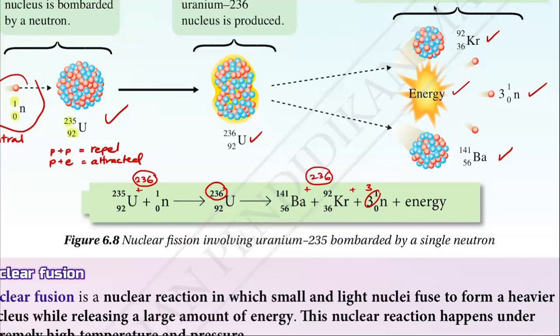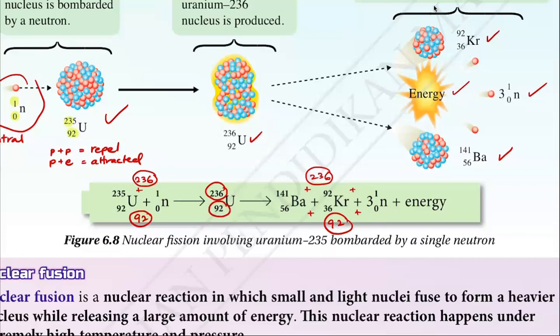So yang di bawah tu, check if the totals are the same. So 92 plus 0, this one is 92, 92. And this one, 56 plus 36 plus 0. Now be very careful about this part, because usually students will make a mistake when they multiply 3 times 0, they will see it as 3. Okay, so be very careful. 3 times 0 is 0 and not 3. So it should equal 92 also on this part.